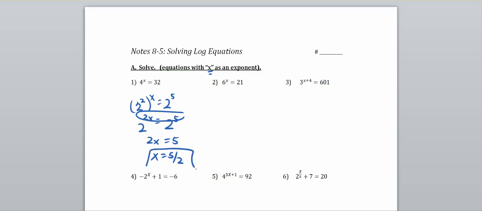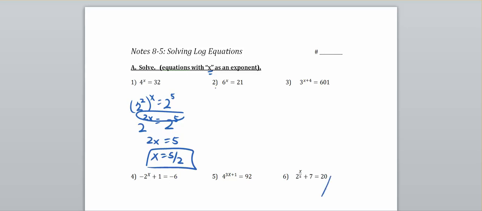All right. The issue comes in is, let's look at number 2. 6 to a power is 21. Well, I don't know what power 6 is to in order to give me 21. So in order to solve equations that aren't going to work out nice with the same bases, we need to have a method to solve. So what we're going to do is we're going to use logs. So bear with me to start. I'm going to kind of follow through.